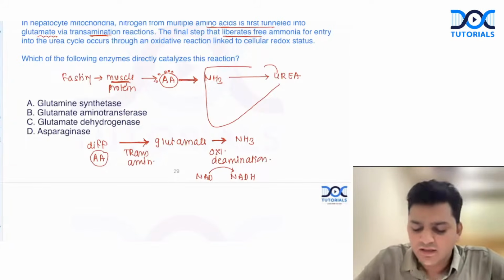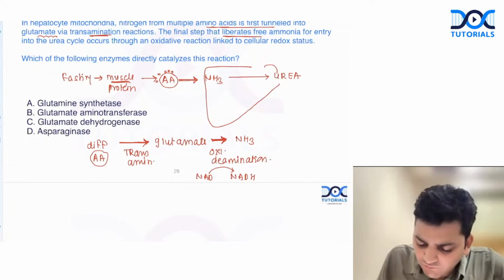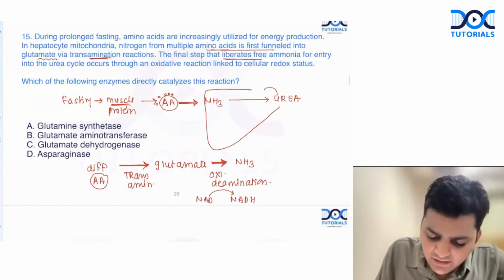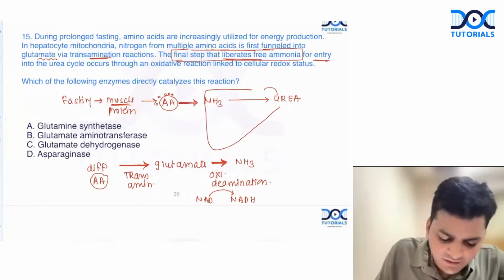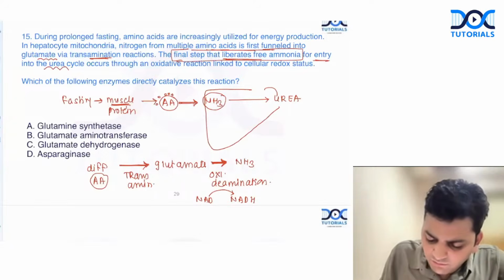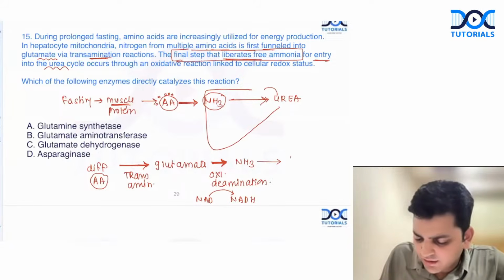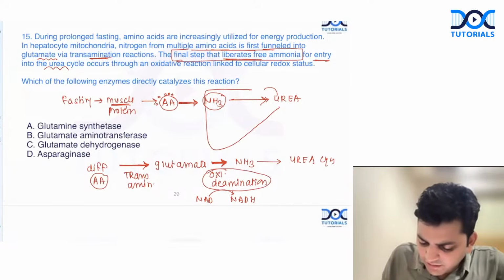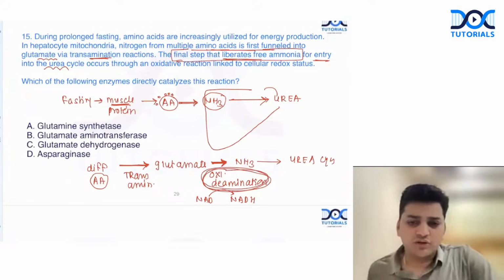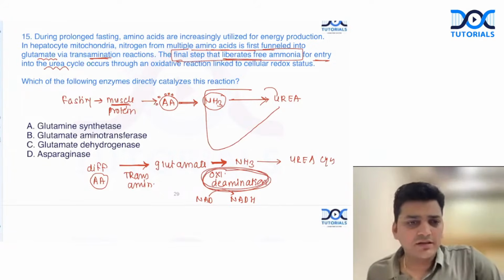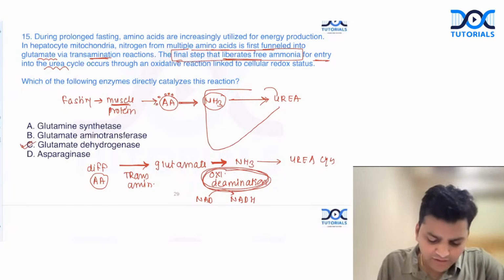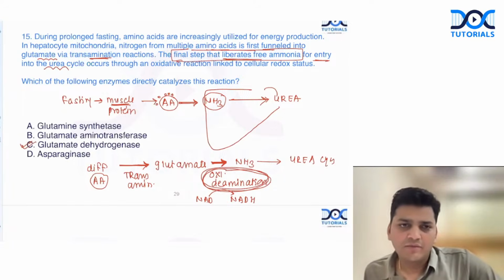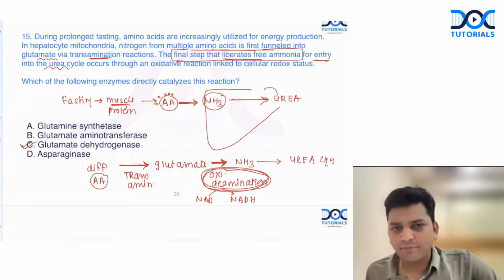This is what they're asking: glutamate converts into ammonia, what is the name of the enzyme? Here it is written that in the final step, the free ammonia is coming out, which is going to enter the urea cycle. So they're asking that in oxidative deamination, what was the name of the enzyme which was making the free ammonia? And the answer for that was glutamate dehydrogenase. Again, it was a trap of the language, right? It's a complete trap of the language.